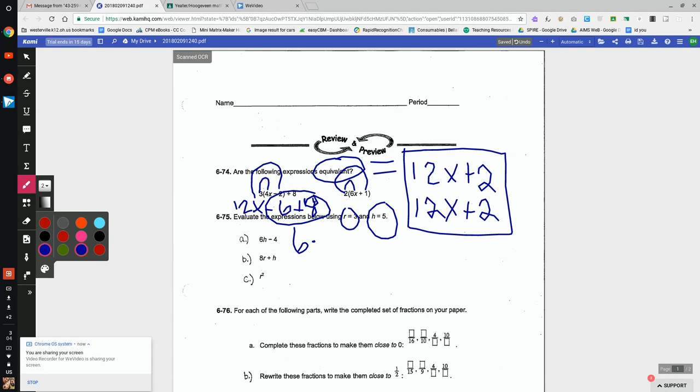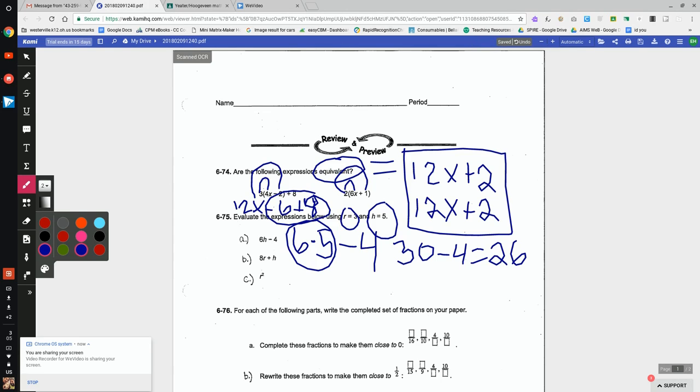We have 6 times h, so h is 5, minus 4. Again, we got to solve 6 times 5 before we subtract. If you subtracted 5 minus 4, you would have got an answer of 6. Notice you got to follow your order of operations. 6 times 5 is 30. 30 minus 4 is 26. A big difference between 26 and 6.